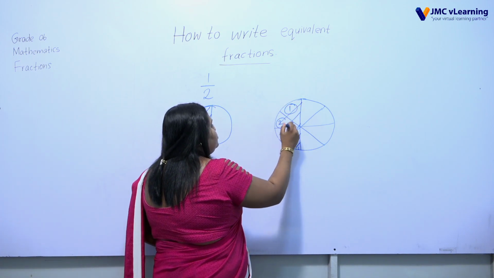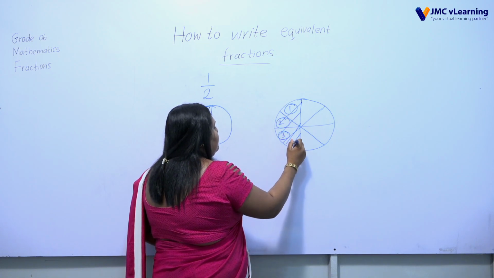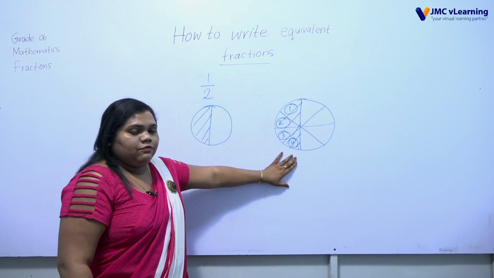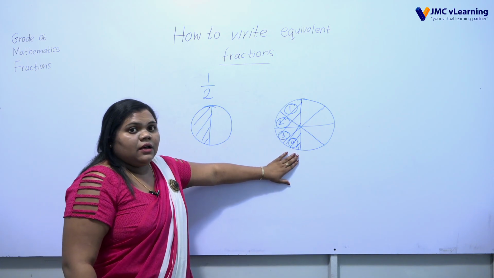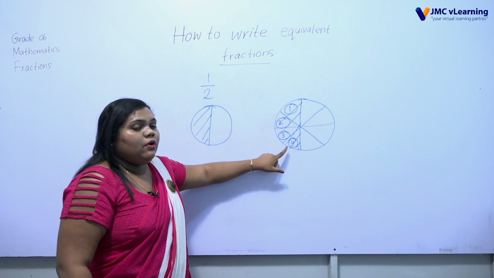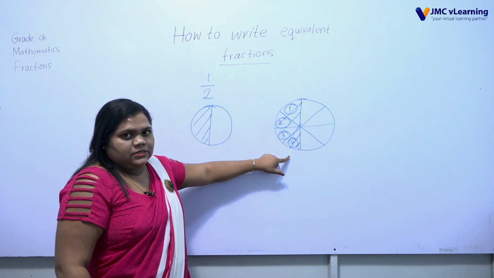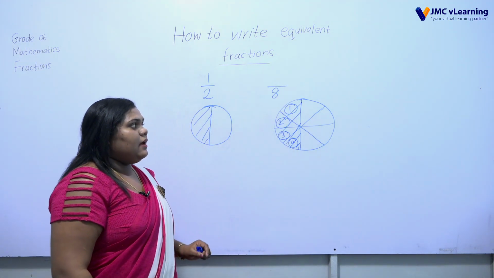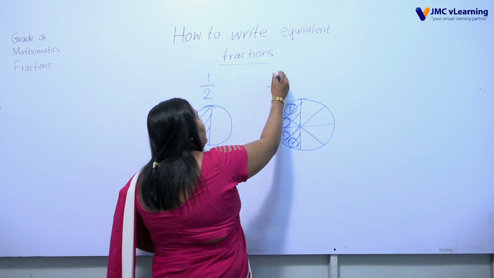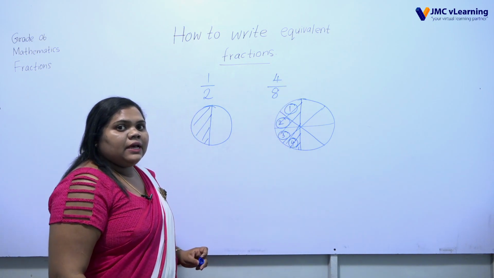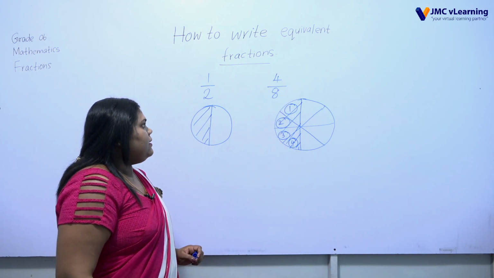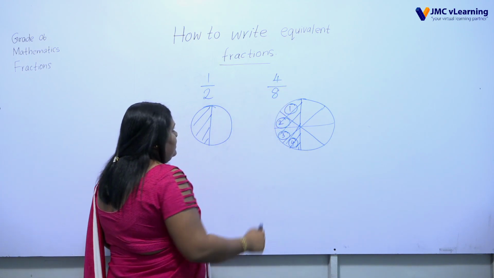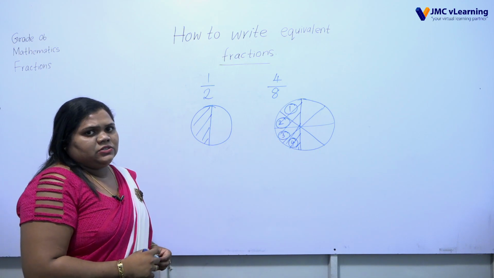1, 2, 3, 4. Okay, if you want to color half of this picture, I have to color 4 parts from it. It means altogether there are 8 parts and I have to color 4 parts to get half of it. Okay children, it means now 1 out of 2 and 4 out of 8 are equivalent fractions.